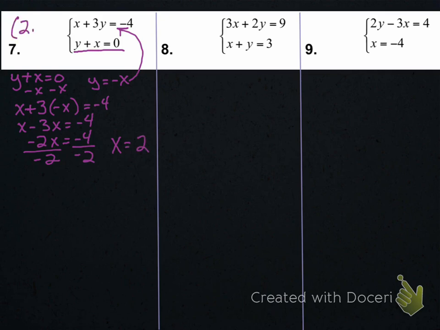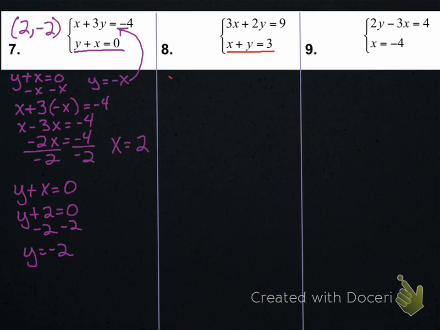Plug that into my ordered pair up at the top. And then I'm going to use y plus x equals 0. I'm going to insert 2 for x. Subtract 2. And y is equal to negative 2. So my answer is 2, negative 2.